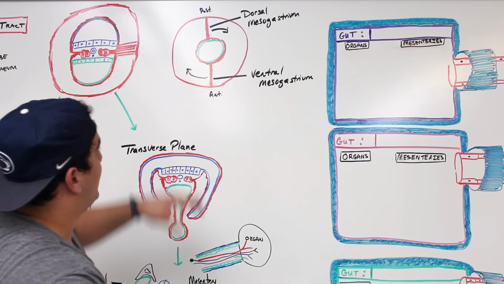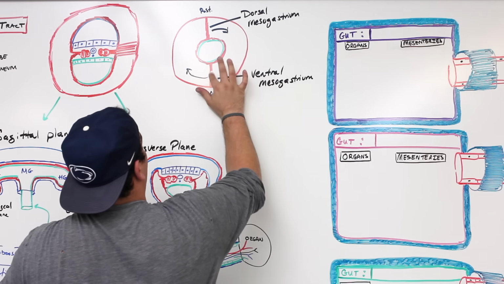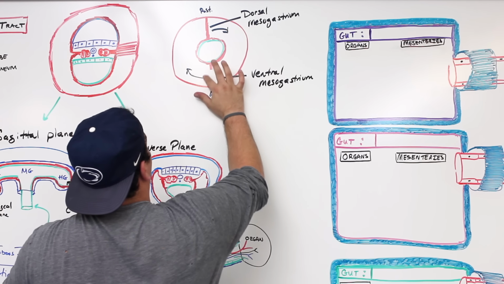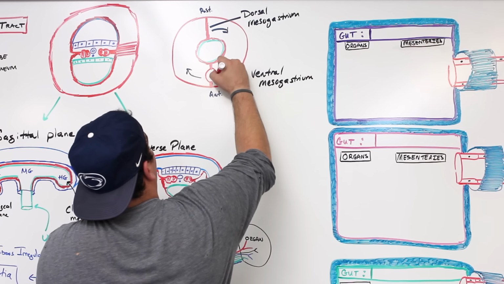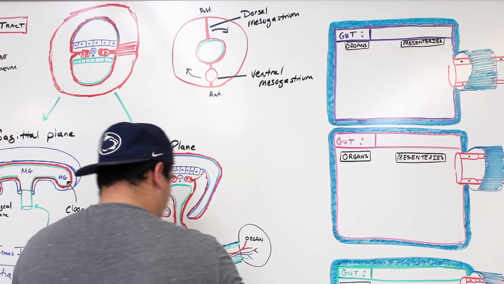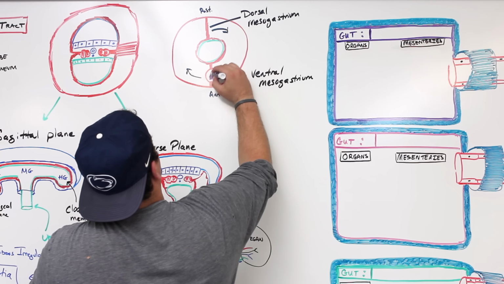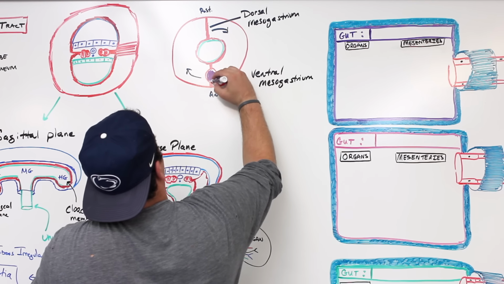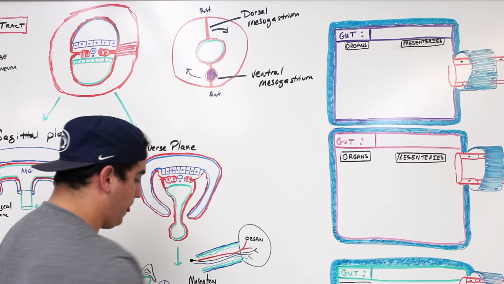Now, what happens is the ventral mesogastrium is actually going to help to develop one specifically important organ here, which is going to be for our use. And this organ is going to be the liver. Okay, so the liver, which we're going to just represent here in this purplish color, is going to be developing within the ventral mesogastrium. Okay?